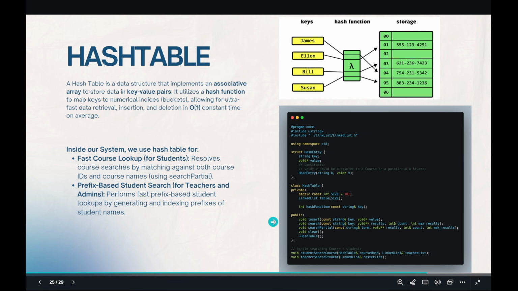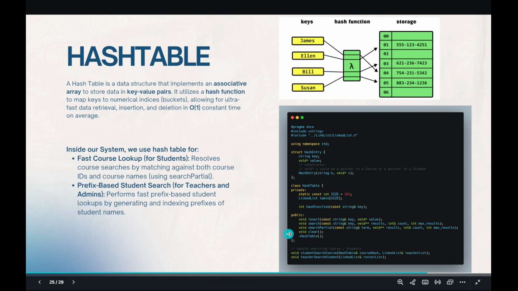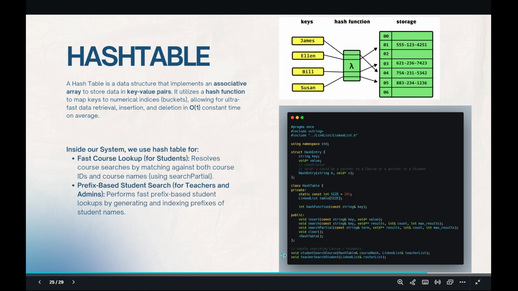And then we have an insert and of course a search. We could search here, search exact. So let's say the name starts with Alice, I can search with A. And then for partial search, let's say the course is linear algebra, I can search for LN, or NI for linear algebra. And then I can clear, and then we have a destructor to call the clear. Here we have a student search course, so students can search the course and teachers can search their students.